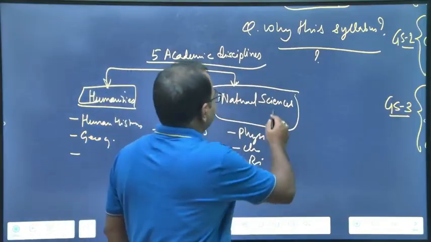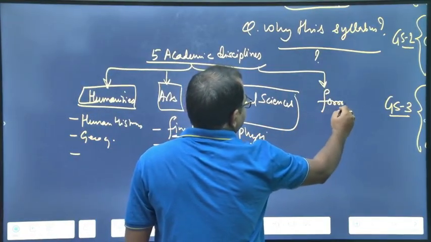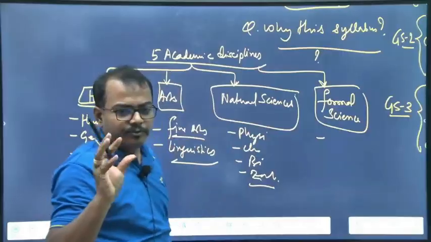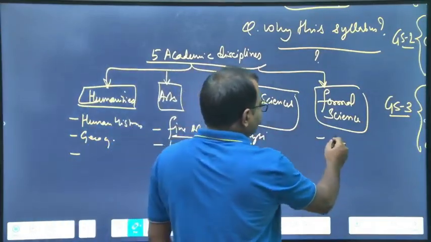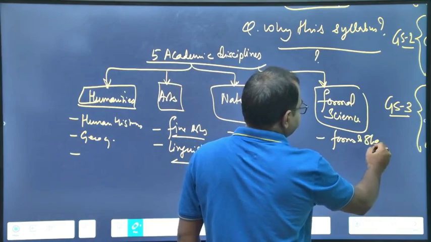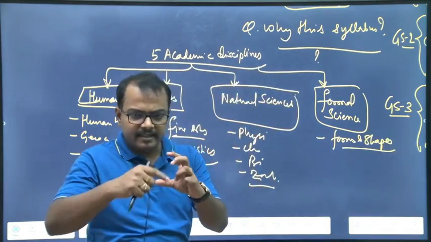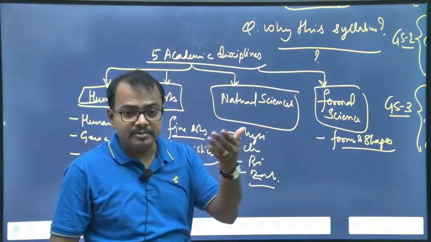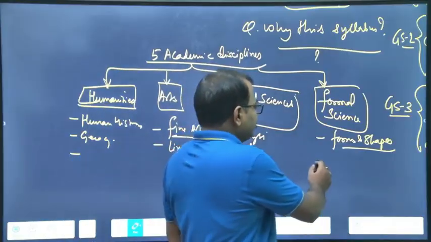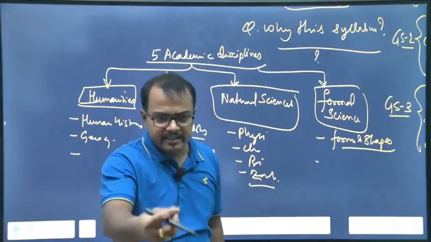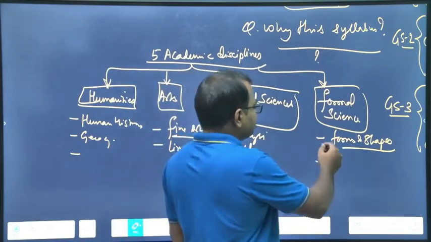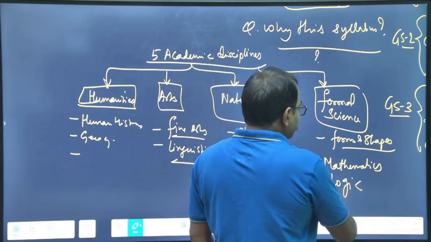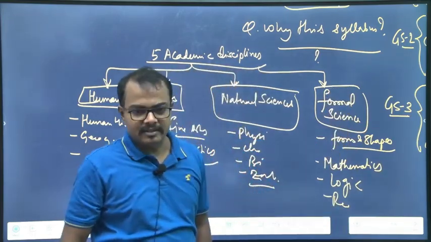Now come to the fourth discipline, formal science. It is the study of forms and shapes. Why is a certain thing of that shape? Why is a certain thing of this form? This is called formal science, a study of forms and shapes. These subjects actually don't exist physically. Here you can see subjects like mathematics, logic, reasoning, arithmetic. All these subjects are in formal science.